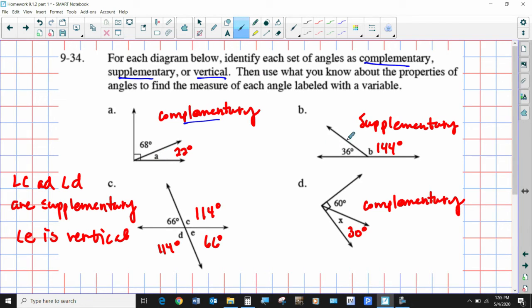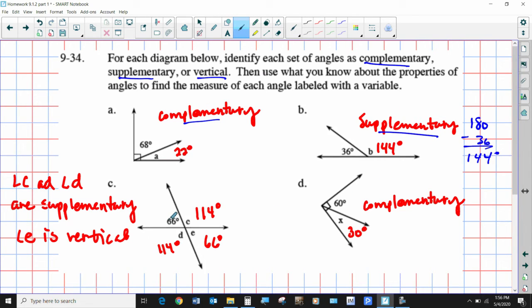We know that these two angles form this straight line, which means that they form a straight angle, which is 180 degrees. So B must be whatever 180 minus 36 is. And that means it must be a 144-degree angle. So those are supplementary angles.